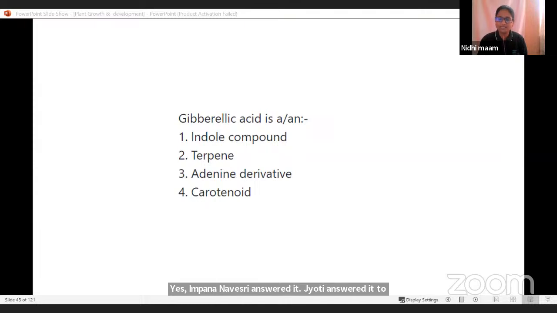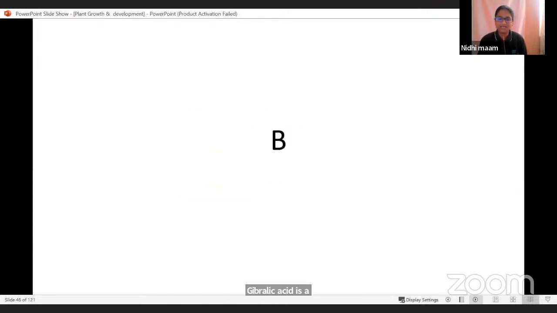So most of you answered it as option C, adenine derivative. So the right answer here is terpene. Gibberellic acid is a derivative of terpene. Option B, that is 2, is the right answer.